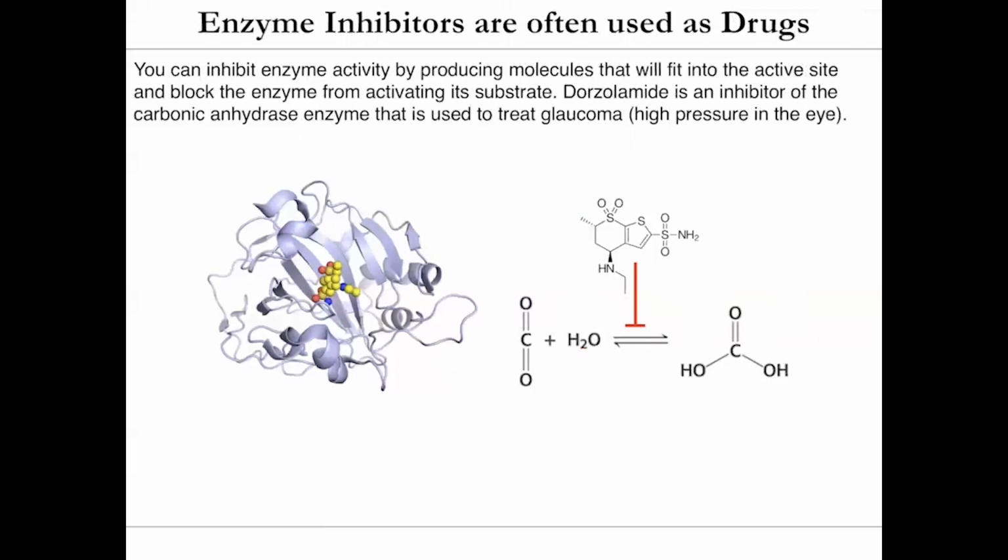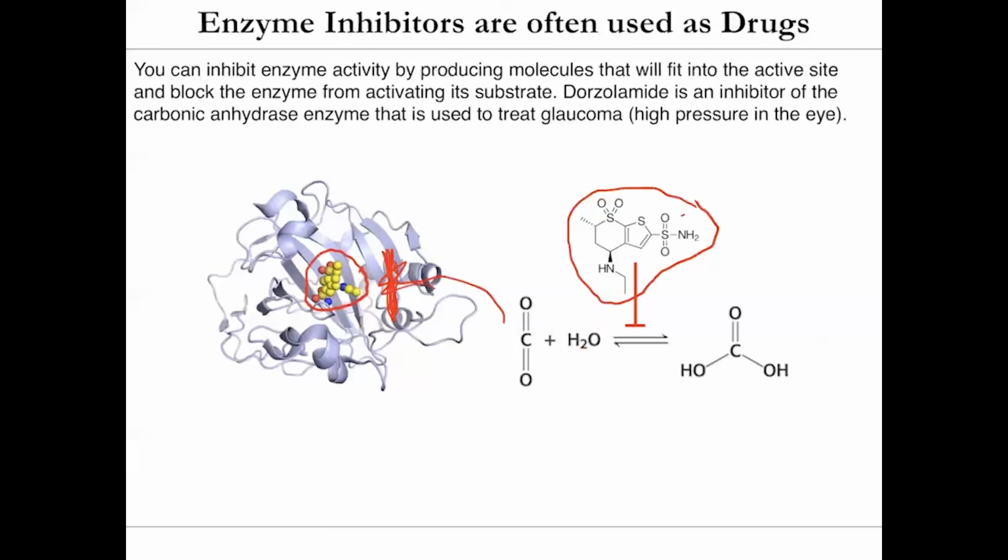Another way to study and use enzymes for our purposes is that enzyme inhibitors are often used as drugs. If you can design a drug like this one right here, which is called dorzolamide, that fits into the active site, you can block the natural substrate from going into that active site, and you can inhibit that enzyme. Now, that often has a lot of really good health applications.